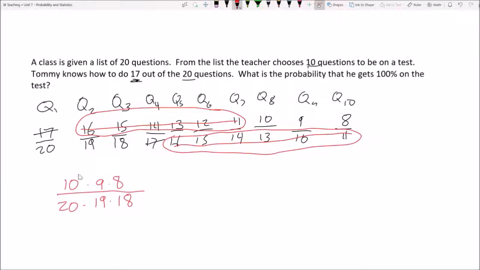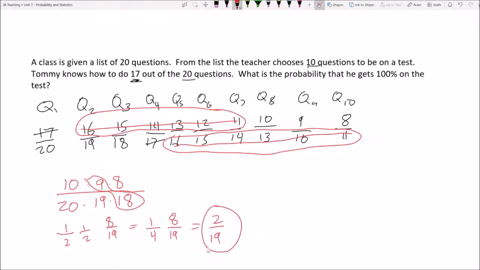Let's simplify this in the easiest way possible. 10 divided by 20 is the same as 1/2. 9 divided by 18 is the same as 1/2. I can't simplify 8 over 19, so I'm going to say 8 over 19. Those are still all multiplied together. So now let's say 1/2 times 1/2 is 1/4. And that's times 8 over 19. And that works out really well because we know how to divide 8 by 4. That's 2. So 2 over 19. So, how likely is Tommy to get 100% on this exam? Well, not very likely. I mean, 2 out of 19, that's not very good odds.